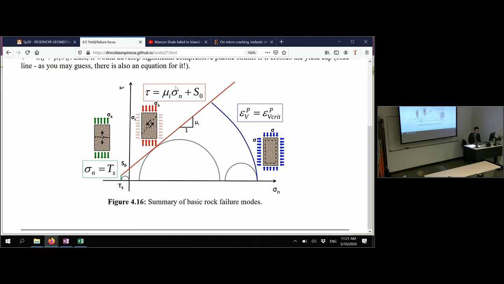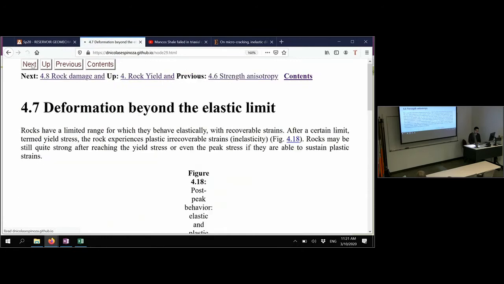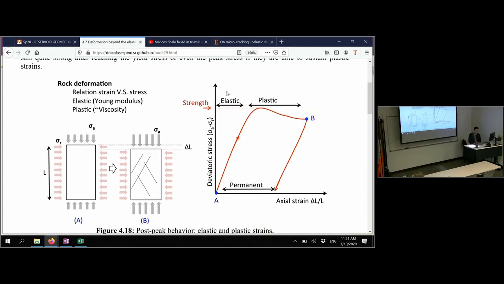What that means is that when I get to that point, and that's going to be around here, if I continue loading, I'm going to have plastic strains that, if I were to unload the rock, I'm going to have a permanent and non-recoverable deformation. So this is a transition from elastic deformations to plastic deformations, which are going to be permanent.